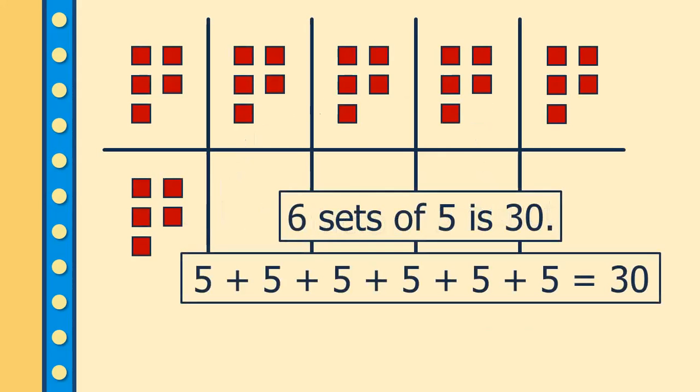Right here we have 6 groups with 5 red boxes in each group. And we told you earlier that that is 30. There are 2 different ways here that we have written out this problem. We have 6 sets of 5 is 30, or we have the addition problem, 5 plus 5 plus 5 plus 5 plus 5 plus 5 equals 30. Now, if we were to do this with multiplication, we would simply say 6 times 5, because 6 sets of 5 red boxes is equal to 30 red boxes. And so this is a much simpler and quicker way to add.